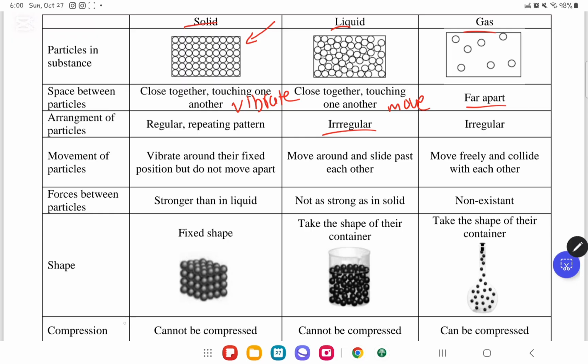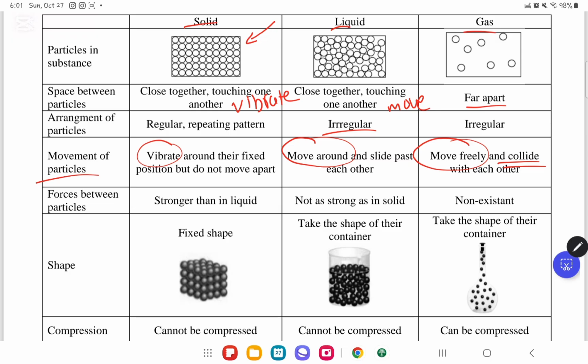Only the shape. Now, however, gas is a very different state. You can change both its shape and its size. So think of it like this: arrangement of particles of solid, shape and size does not change. Liquid, shape can change, size cannot change. Gas, shape and size can change. Now, the movement of particles, which we discussed earlier, we know that solids vibrate around their fixed position but do not move apart. We also know liquids move around and slide past each other. And then finally, in the gas, they move freely and collide with each other, meaning they hit each other.